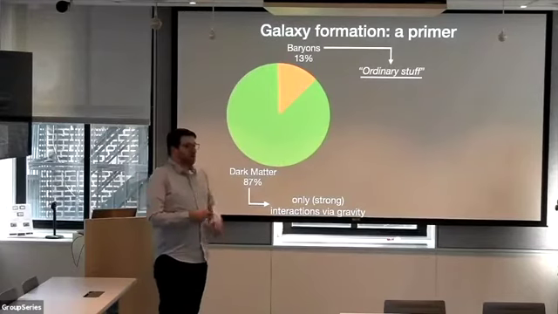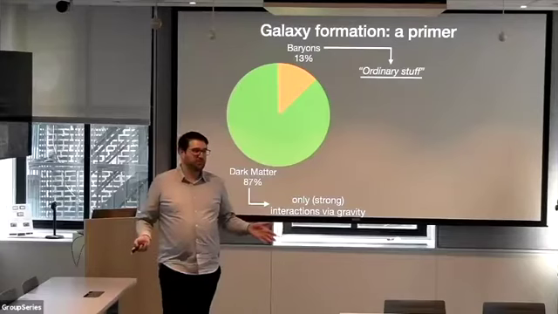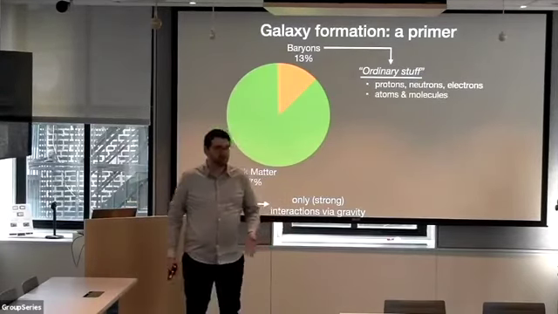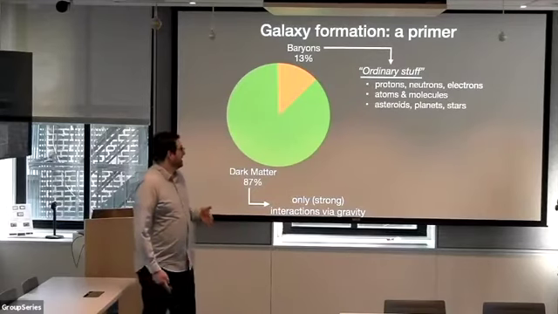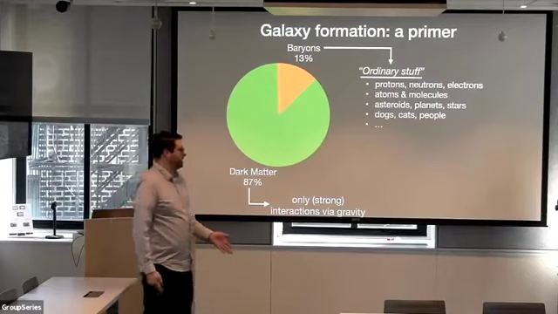So baryons are what I call ordinary stuff. Anything that you would think of as ordinary matter is a baryon. That could be protons, neutrons, electrons, atoms, molecules, or it could be planets, stars, galaxies, or even people, dogs, cats, etc.